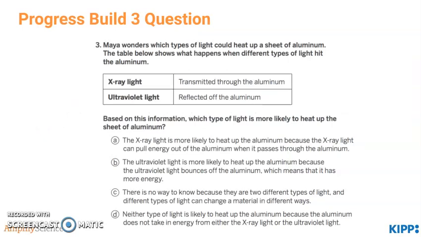This is a Progress Build 3 question. Take a minute to answer it. Pause the video and resume when you are done.